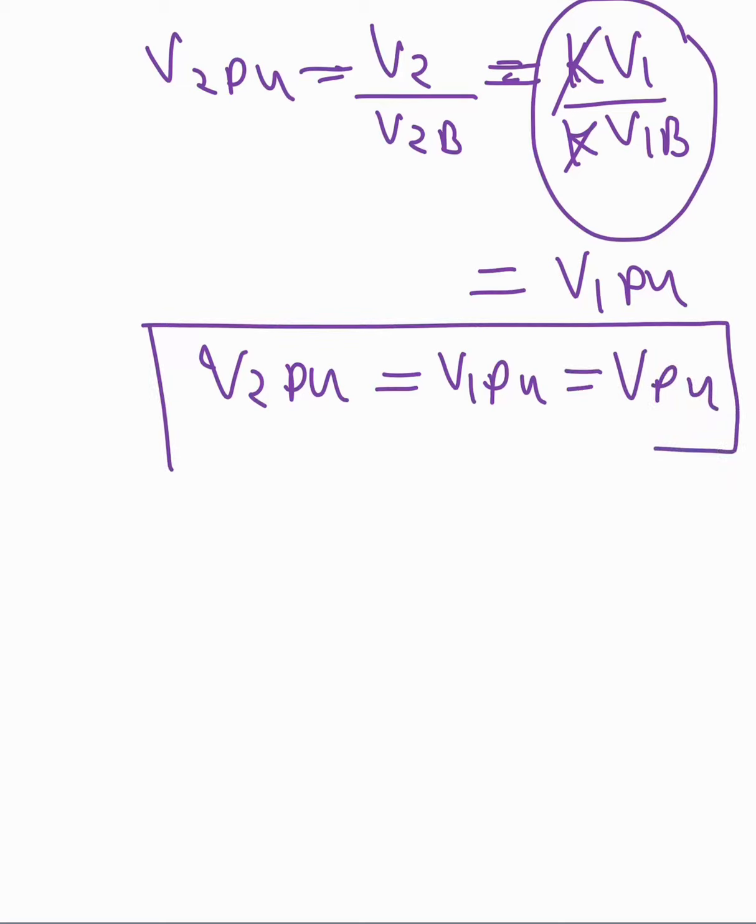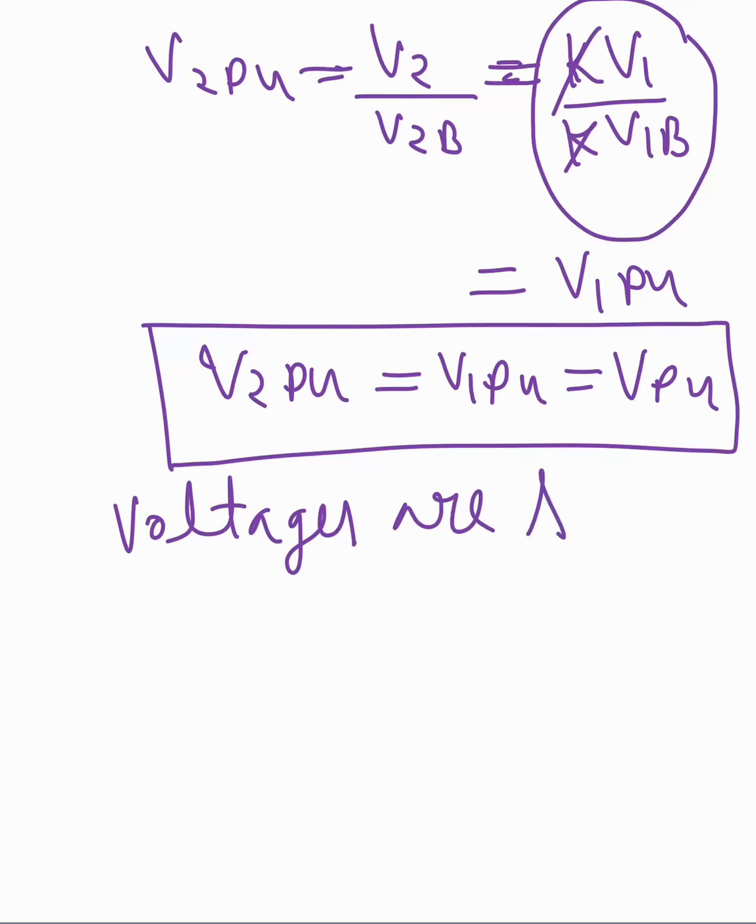Both primary and secondary per unit voltages are equal. Hence the voltages are same in per unit. That's why we say that in per unit all the voltages are equal.